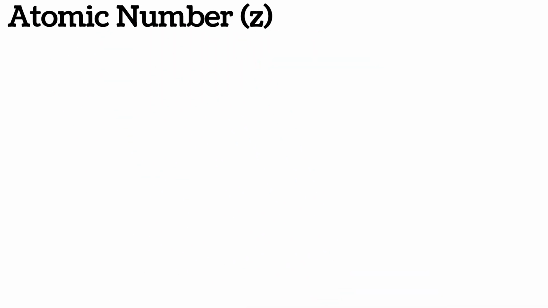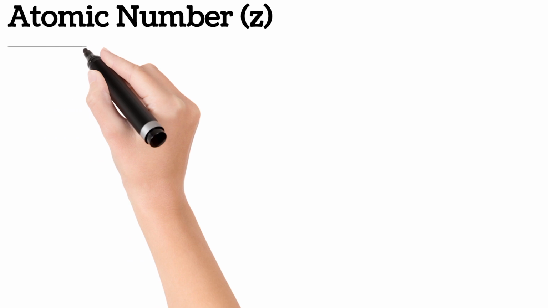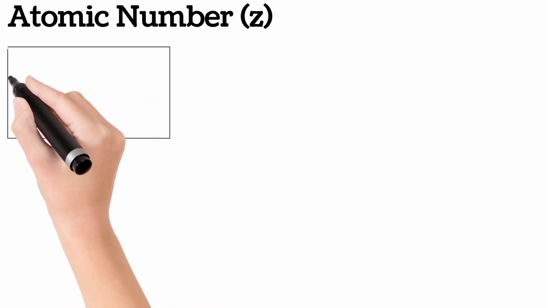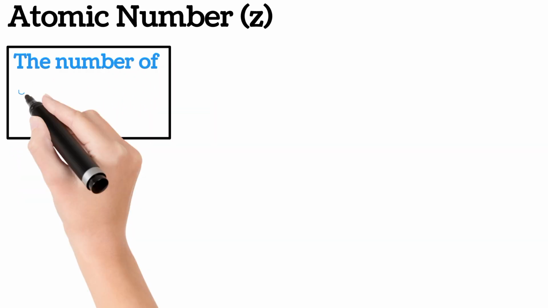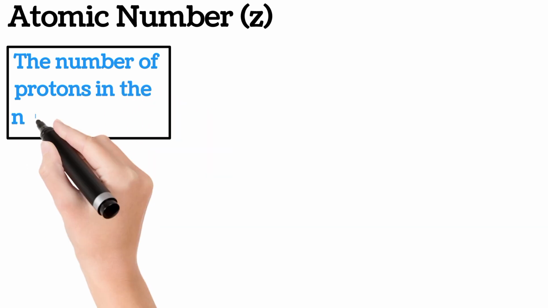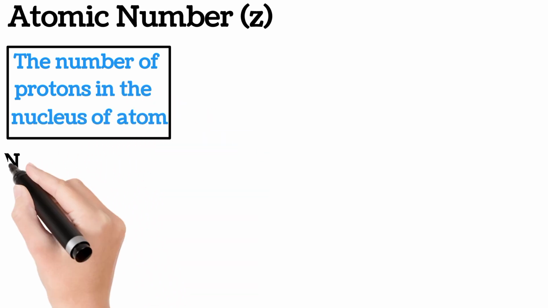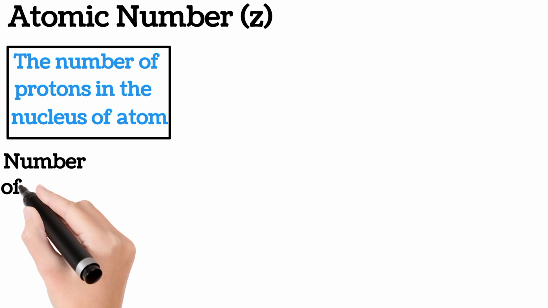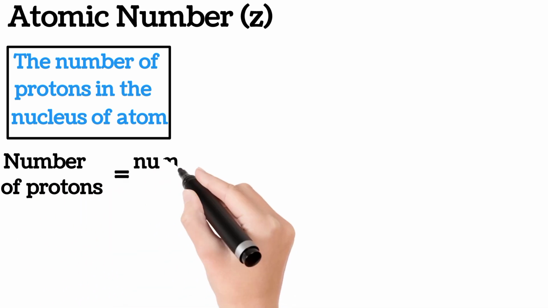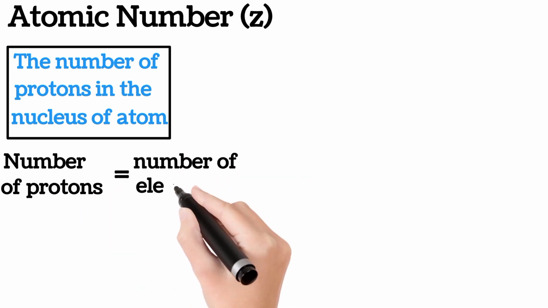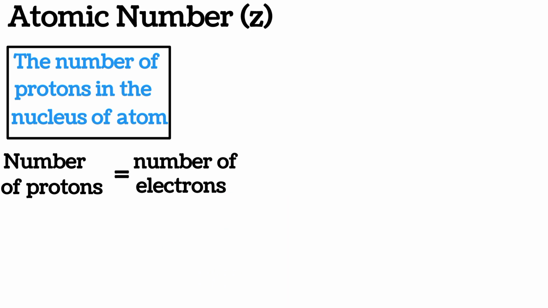Now, let's look at a concept called the atomic number. What is the atomic number? The atomic number is the number of protons contained in the nucleus of an atom. Now, the number of protons in a neutral atom is always equal to the number of what? Electrons. You must know this one. The number of protons in an atom is always equal to the number of what? Electrons in a neutral atom.